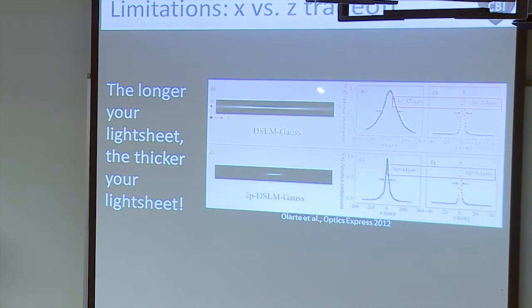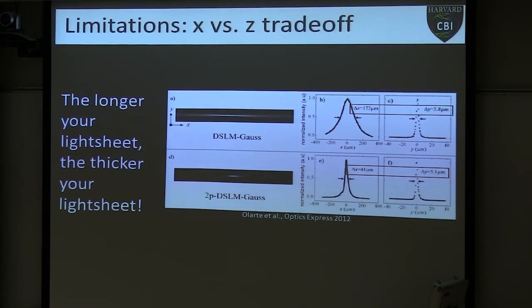This is a Gaussian beam formed with a 1-photon process. This is one formed with a 2-photon process. This one is thinner, so you're going to get a higher resolution in Z. But obviously, you can see you can only project it across this very short distance, whereas the 1-photon one can be projected over double, maybe 3 times the sample size.